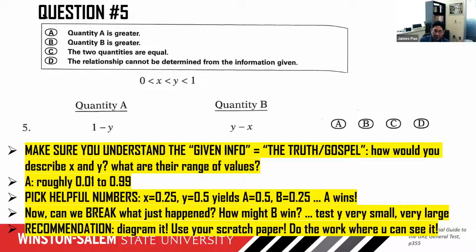So when you interpret it, what you see is that X has to be a number not 0 and not 1, but somewhere in between. It's got to be a fraction. Same thing with Y. It must also be a fraction, a less than 1 fraction. And then X must still be smaller than Y. So Y is going to be bigger than X. So those are all the things that you should be thinking about.